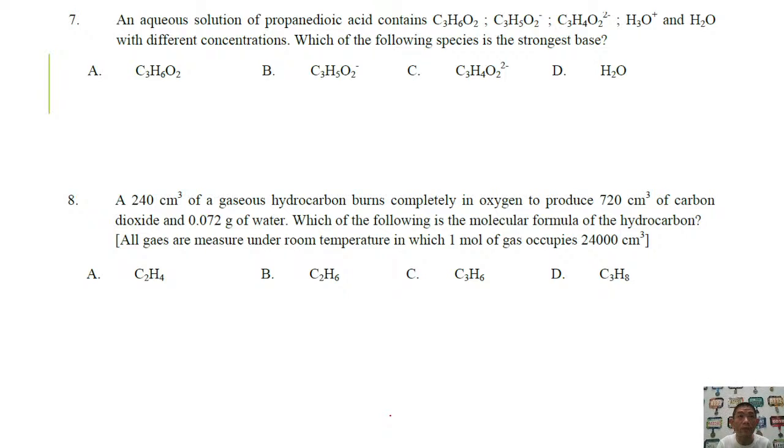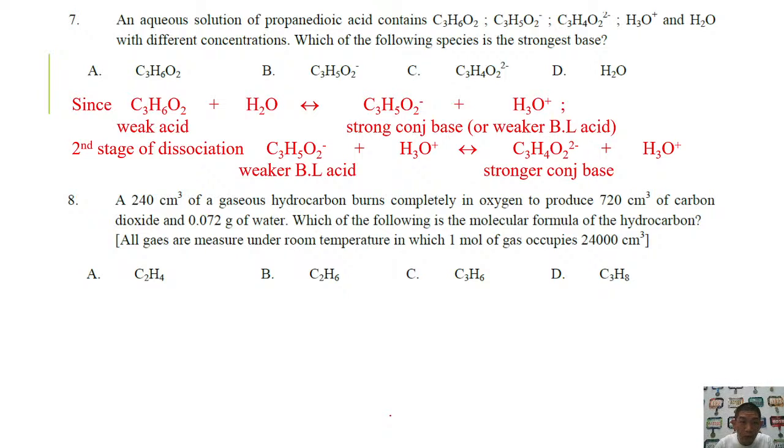You should know this by yourself because in semester 1 you already learned that a polyprotic acid undergoes different stages of dissociation. And in semester 1 we also learned about the strength of acids and bases. So if you have a weak acid, for example the first species is a weak acid, isn't it? When you have a weak acid, the conjugate base is a strong conjugate base. And in the second stage of the dissociation, the species which is already a strong conjugate base is, conversely, a weaker Bronsted-Lowry acid.